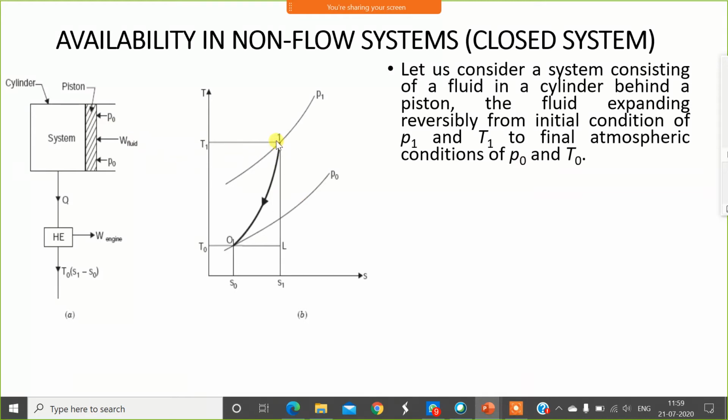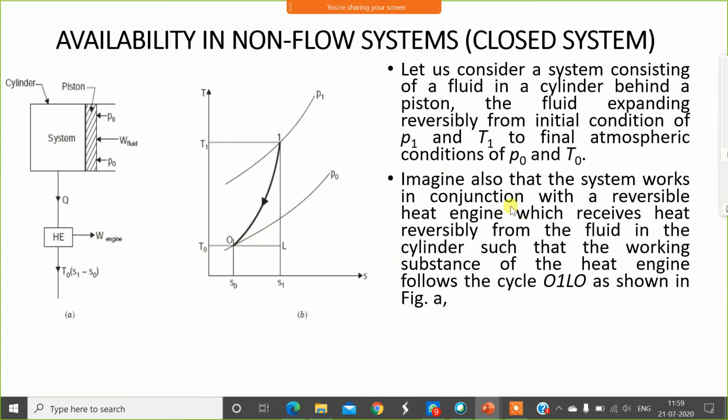The initial condition is state 1, that is pressure P1 and temperature T1, and the gas expands up to pressure P0 and temperature T0. Imagine also that the system works in conjunction with a reversible heat engine.